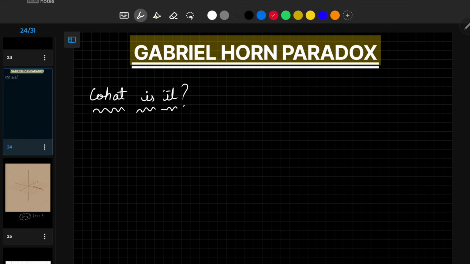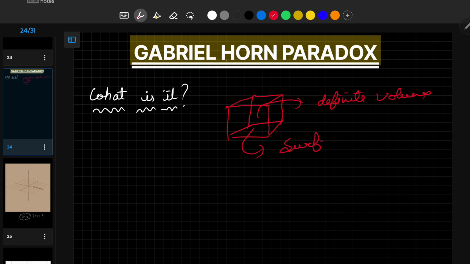Good morning, everyone. Today we are going to discuss unique ambiguity in mathematics while we solve for the volume and the surface area of geometrical figures. Just suppose that we are talking about a cube. It will have a definite volume as well as a surface area, which is definite.